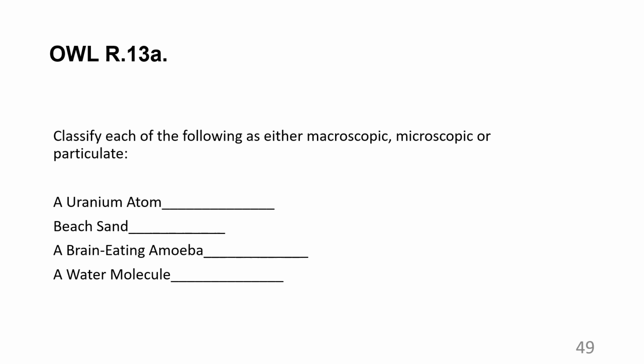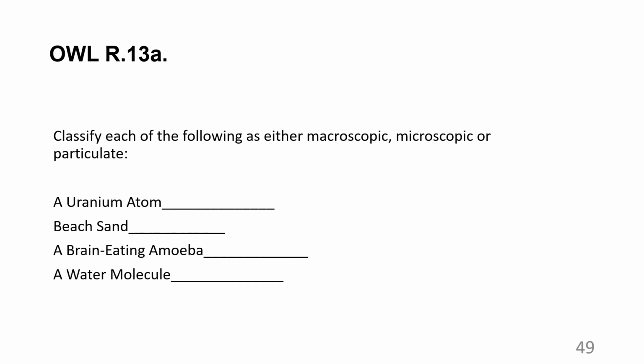Another way that matter can be described is according to its size. Items that we can feel and touch and see with our eyes are referred to as macroscopic. Items that need to be viewed under a microscope are microscopic. And then items that are even smaller than what you could see under a microscope are considered particulate. So molecules and atoms are particulate.